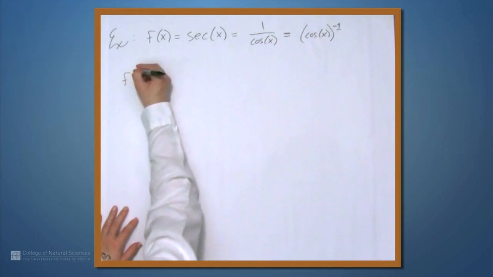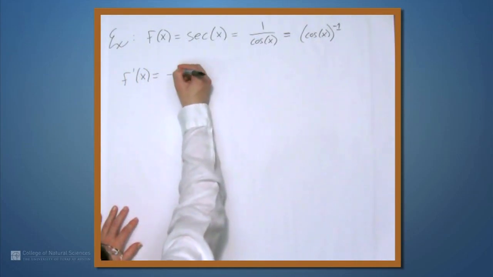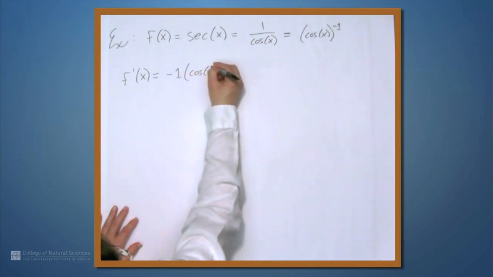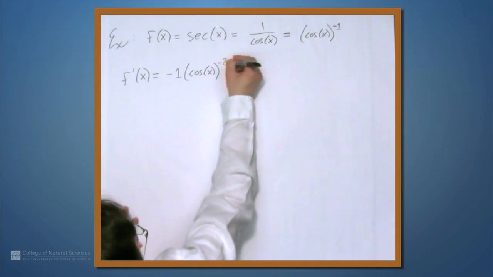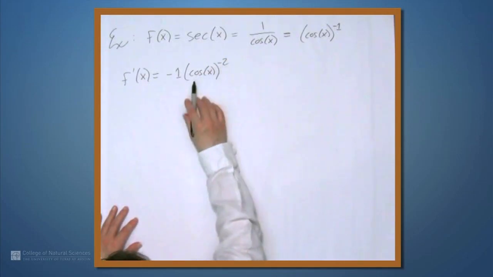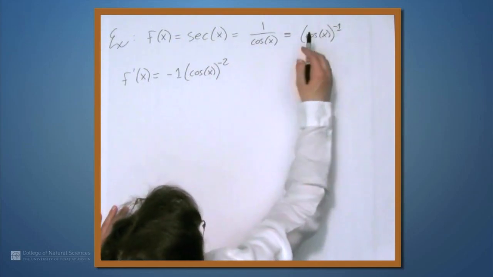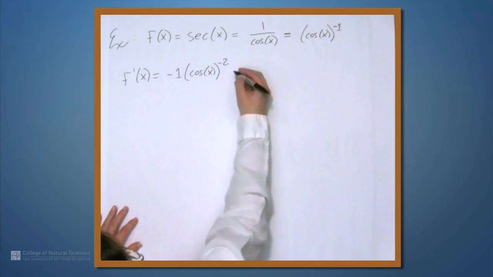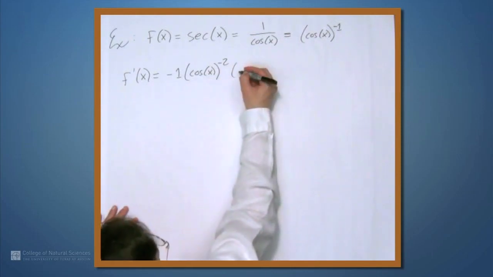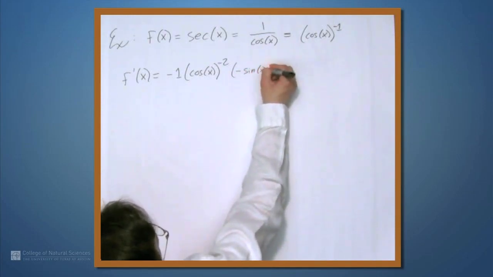So f prime of x is negative 1 times cosine x to the negative 2. That's the power rule. And then since we have a function inside here, a function inside this something to the negative 1, we need to apply the chain rule. So we multiply this by the derivative of what's inside. And the derivative of cosine is negative sine x.